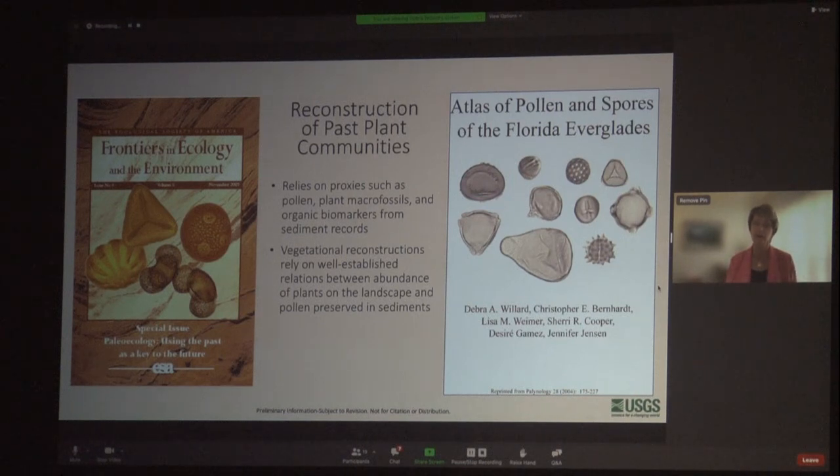And so we can look at changes in the relative abundance of these beautiful pollen grains and spores through time and reconstruct what the regional vegetation was like. If we go to wetland sediments, we can actually get at the local vegetation, but we weren't able to do that right here.